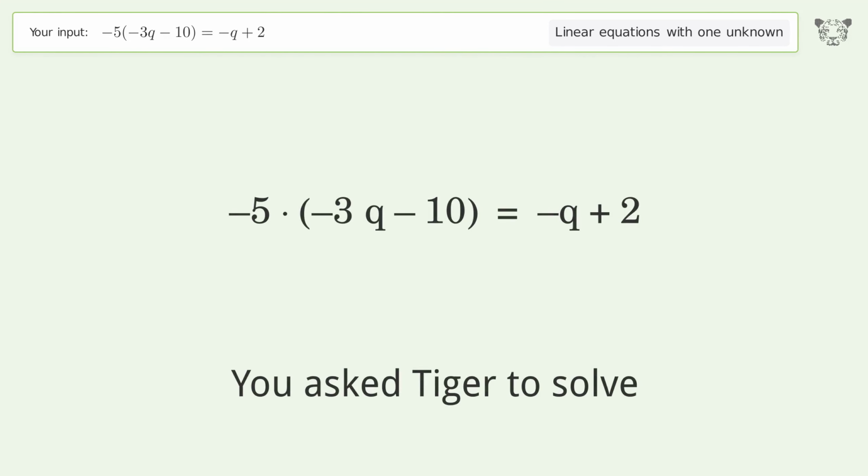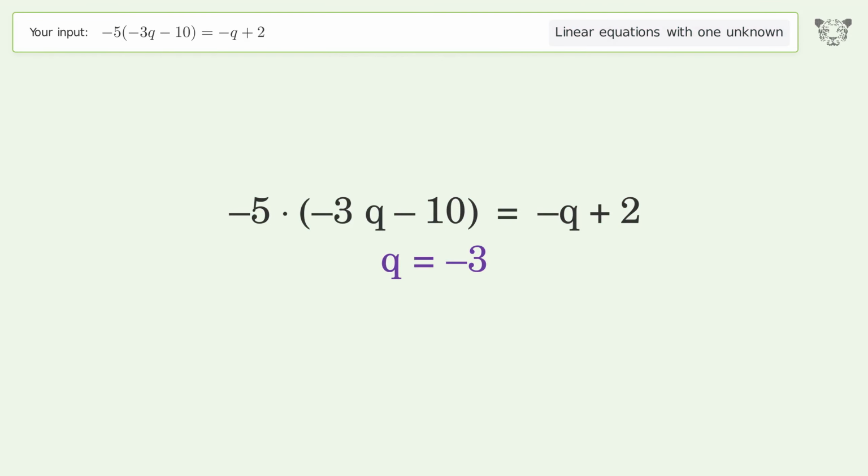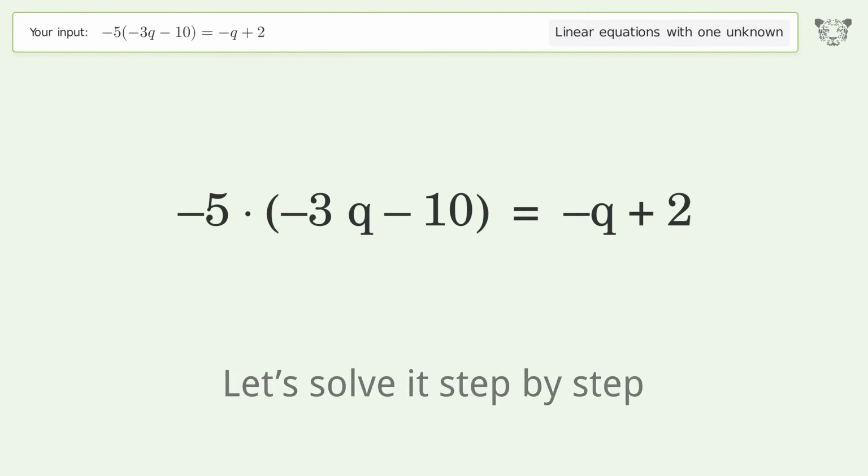You ask Tiger to solve. This deals with linear equations with one unknown. The final result is q equals -3. Let's solve it step by step.